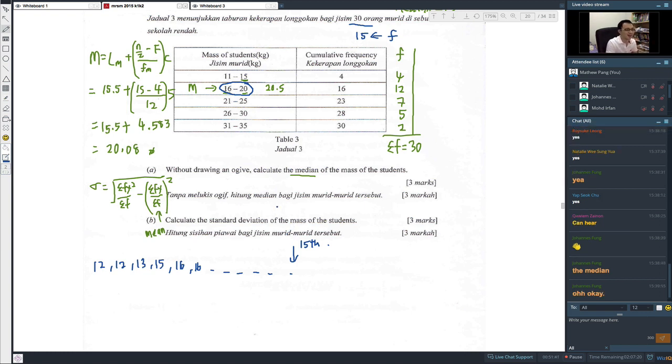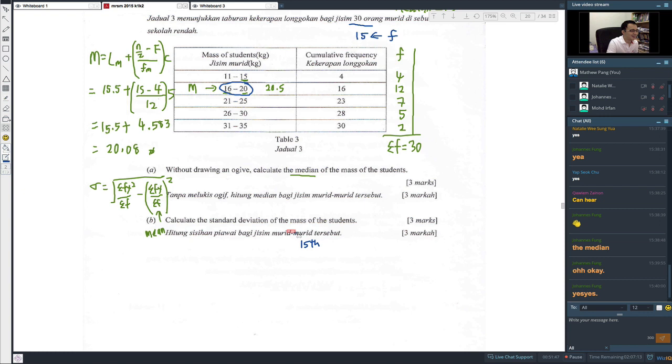Now I will need to find the x, which means I need to find the midpoint. Let me draw the line also. The midpoint over here is 11 plus 15 over 2, so it's 13. Then this one plus 5 is 18, then 23, then 28, and this is 33. Then I will need to find the fx.